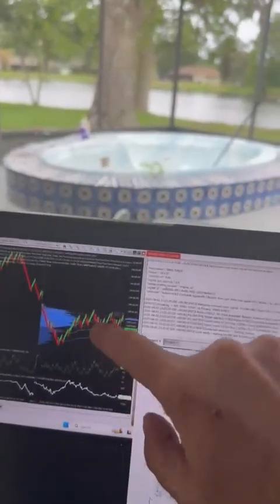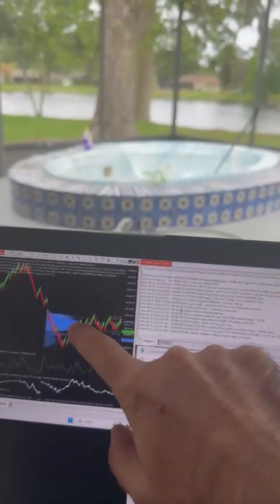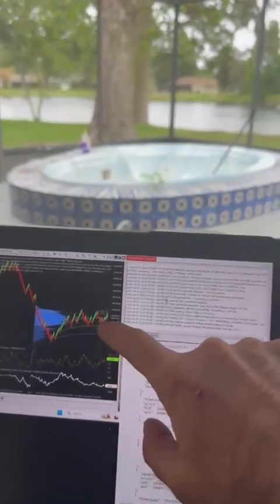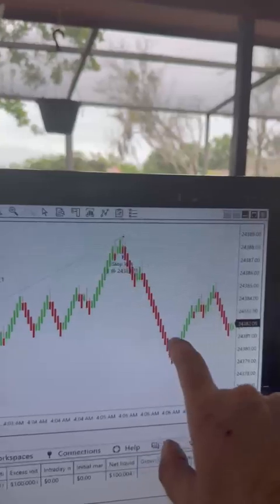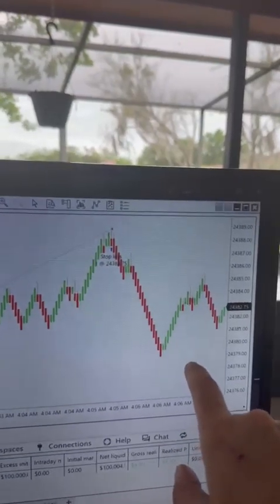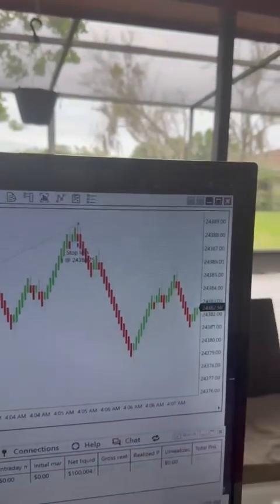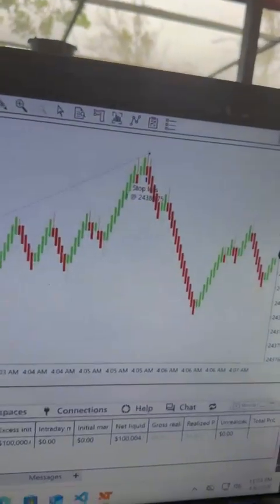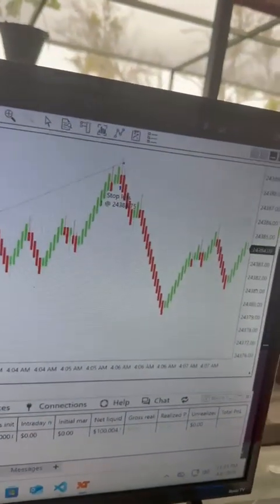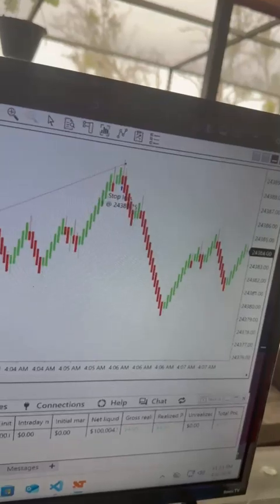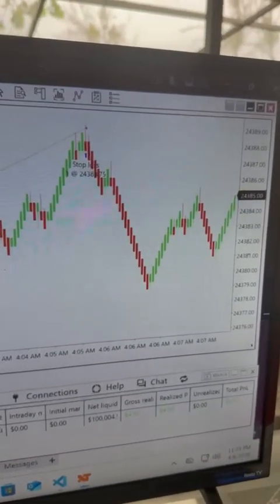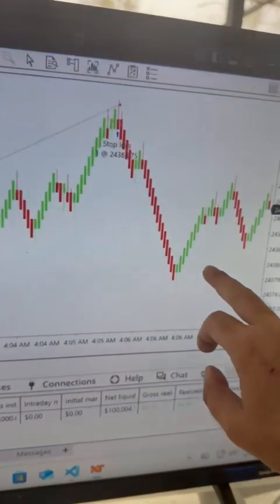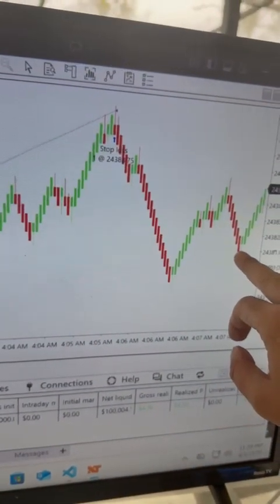Actually, this congestion area shows us that today is a choppy day, but still I opened the trade to show. Okay, it took another trade. So let's see what happens. Actually, I don't see the trade. Probably it took a long from here.